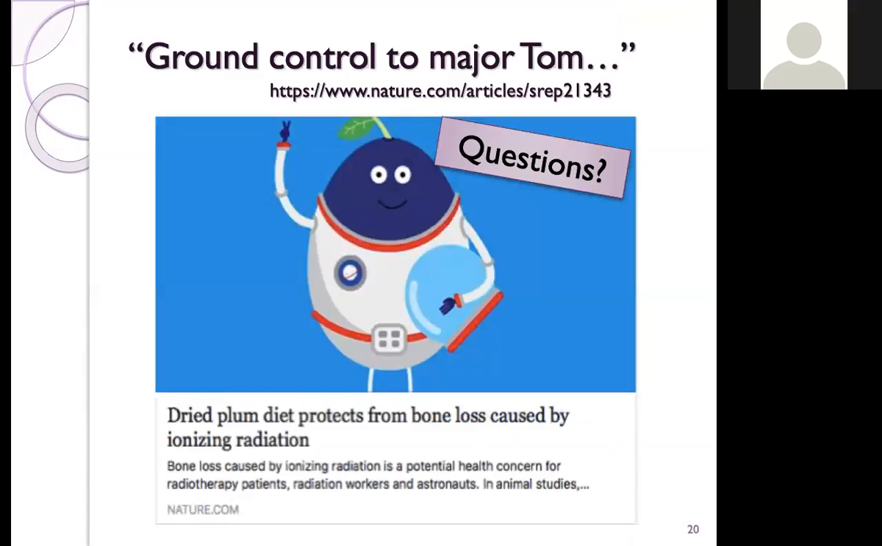This is exciting because I grew up eating a lot of dry plums. But I was wondering if you have looked at the developmental stage of bones in mice. Actually, I didn't get that question quite often. No, that's a good idea. We haven't thought about looking at development yet. No. Thank you very much.